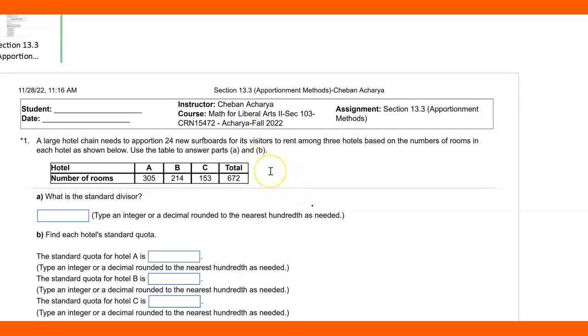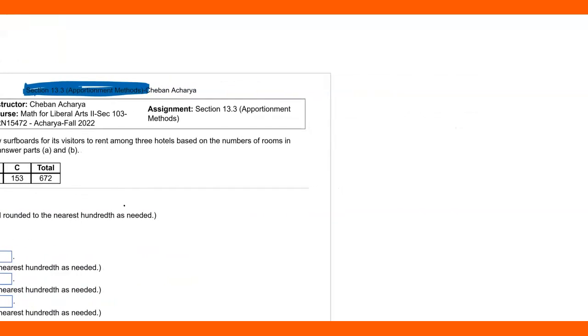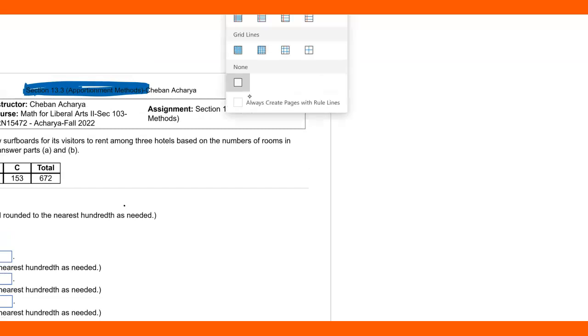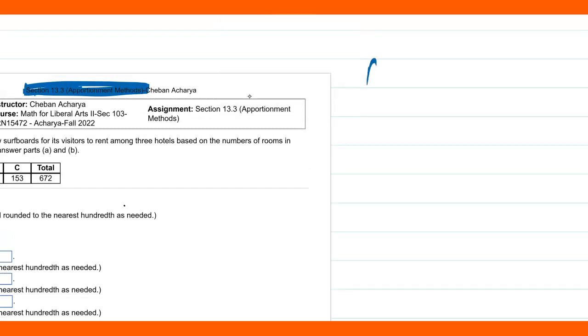In this lesson today, we do 13.3 apportionment method. Okay, apportionment method. And the question is, what is apportionment? What do you guys think? What is apportionment? Let me talk about apportionment, then let's talk about the method. Okay, apportionment method. Apportionment.